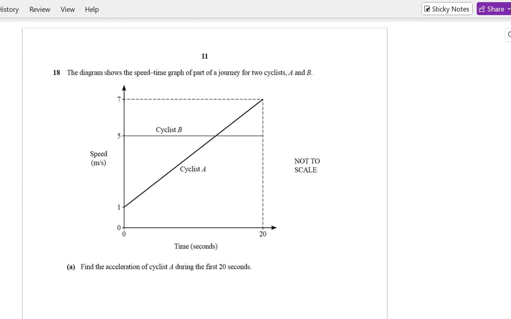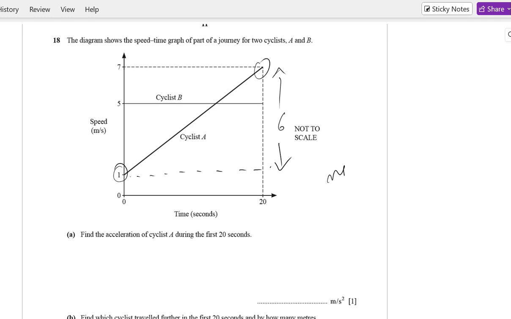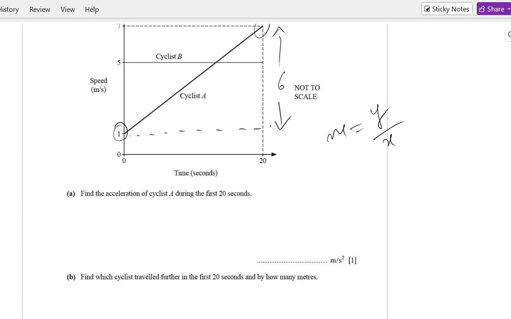Acceleration is actually the gradient in a speed time graph. So for cyclist A, you can just find the gradient from these two points, or simply y over x. If this total is 7, this is 1. So your height would be 6 and your x is 20. We know very well gradient is rise over run or y over x. So 6 over 20, or you can write it as 3 over 10.